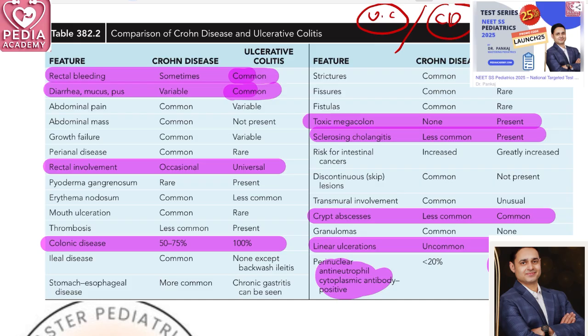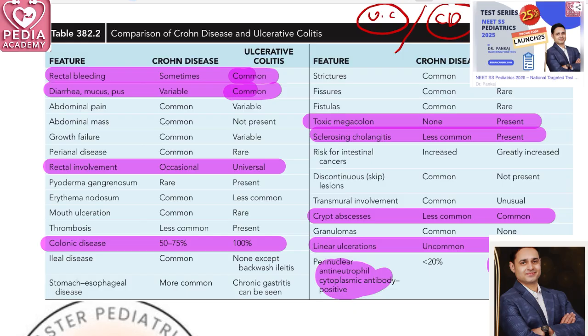Just to remind you once again, in ulcerative colitis rectal bleeding, diarrhea, and mucus are more common, rectal involvement is more common, colonic disease is more common, toxic megacolon, sclerosing cholangitis, crypt abscess, linear ulceration, and P-ANCA positivity are more common. In contrast, Crohn's disease has a different presentation.